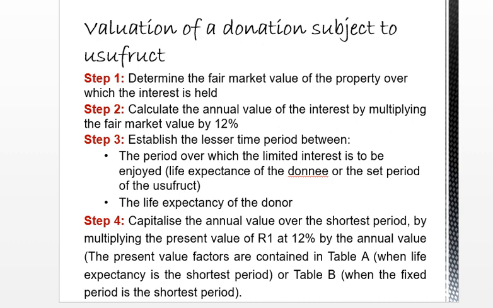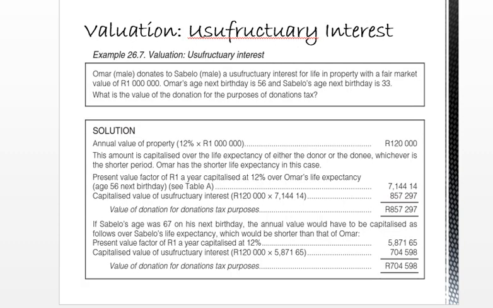We've got Omar donating to Sabelo, both of them are males, a usufructory interest, so in other words, ownership of a property, for life in property with a fair market value of R1 million. Omar's age at his next birthday will be 56, and Sabelo's age will be 33. So who has the shortest life expectancy? In this case, it will be Omar. So Omar is expected to die first. So what is the value of the donation for the purpose of donation tax?